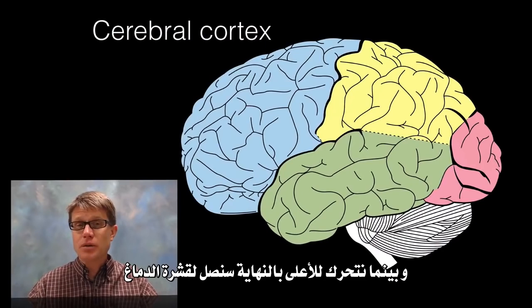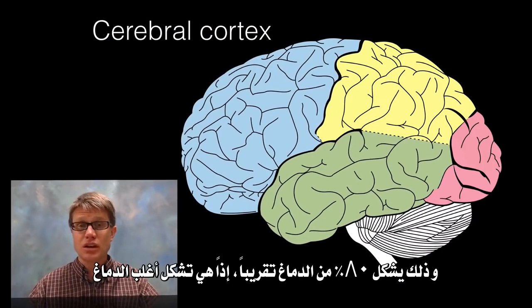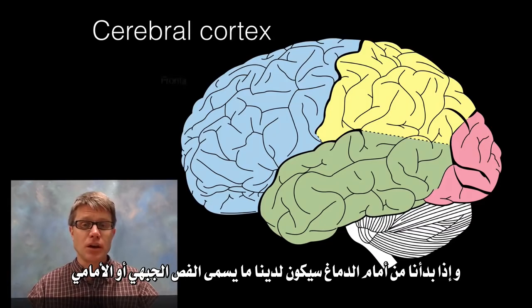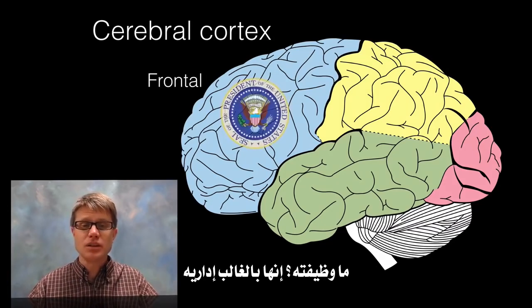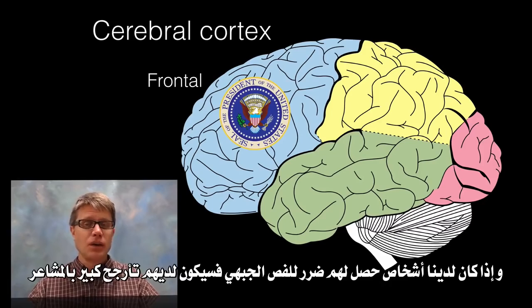As we move farther up the brain, we eventually get to the cerebral cortex, and that's going to make up about 80% of the brain. So it's most of the brain itself, and it's broken apart into these 4 lobes. And so if we start in the front of the brain, we have what's called the frontal lobe. What's the function of that? It's mostly executive function. So it's kind of like the boss of your brain. It's emotional control up there. And if we have people who have damage to that frontal lobe, they have really huge emotional swings.